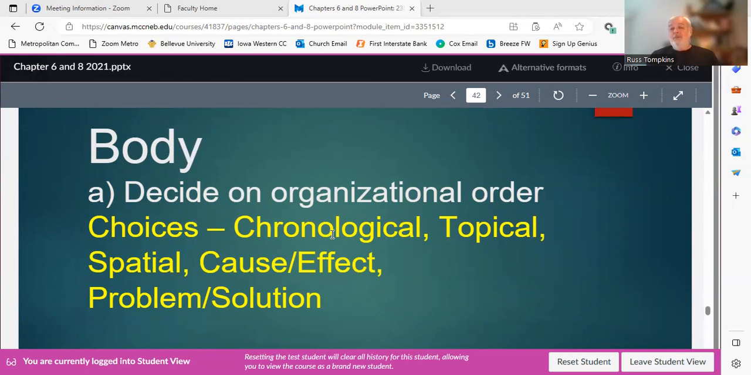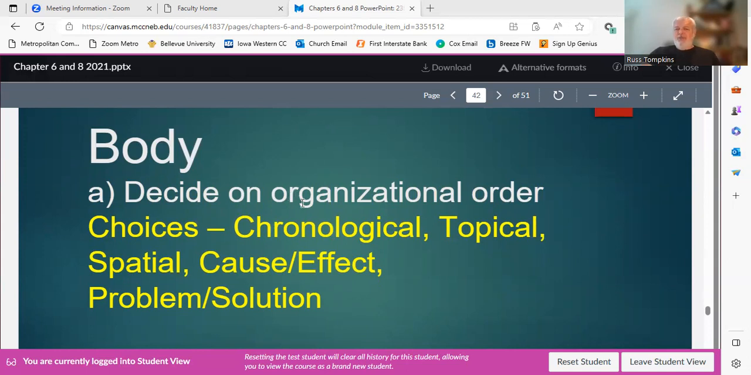You could do things spatially. That's describing or talking about something from a certain perspective. You could use cause and effect. You could use problem solution. You typically use these last two in persuasive speeches.